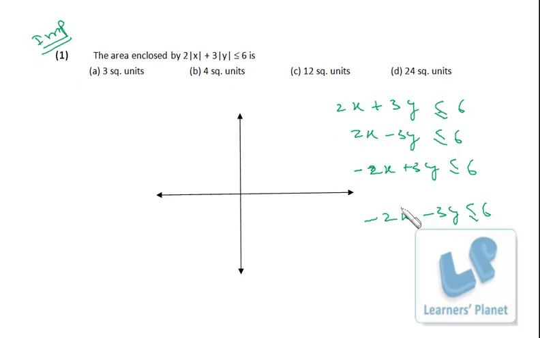Out of these 4 equations we'll be getting 4 lines, and these 4 lines will make a quadrilateral, and we have to find the area of that quadrilateral. Now the important thing to note over here, so you can save your time in exams: I just draw one single line, 2x plus 3y equal to 6. When x is 0, y is equal to 2. So this is one point, and when y is 0, x is 3. So this is the other point. This line can be drawn like this.